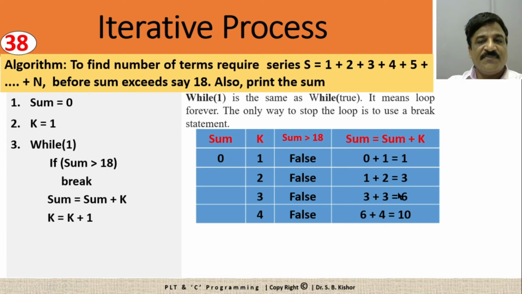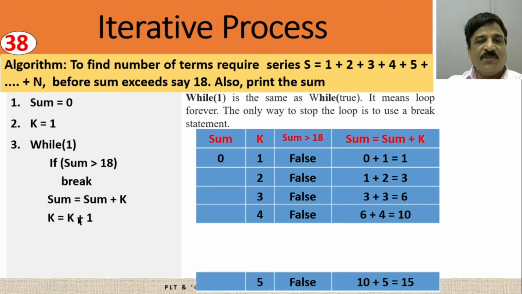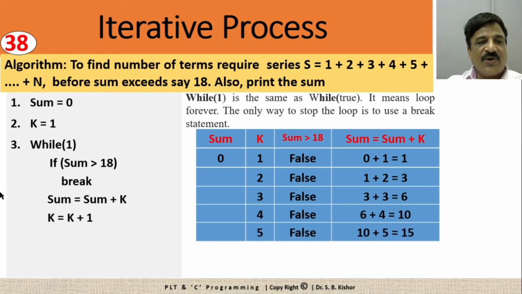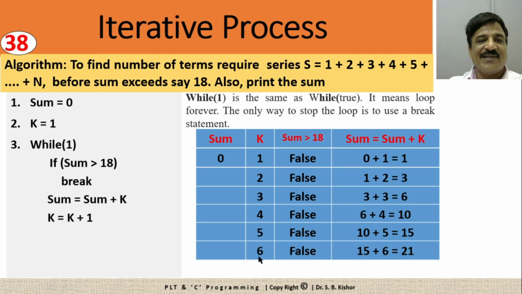Now what is the value of sum? That is 6. Is 6 greater than 18? No. So 6 plus 4 is 10, and increment the value of k by 1 again. Now again go back to the loop. The condition is true. What is the value of sum? It's 10. Is 10 greater than 18? No. So 10 plus the value of k, which is 5. 10 plus 5 is what? 15. Now again increment the value of k by 1, so it becomes 6.